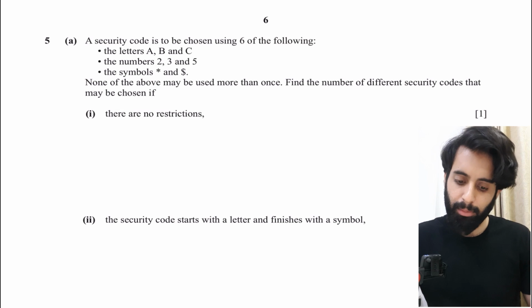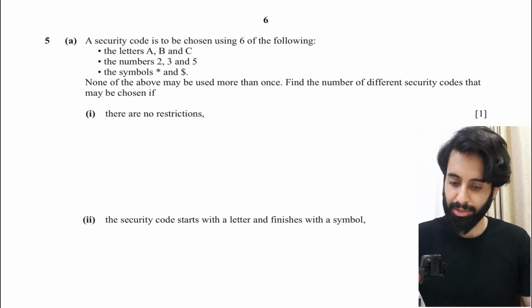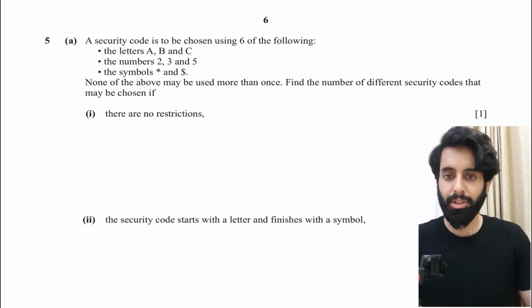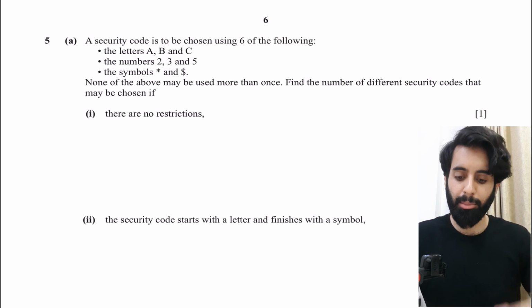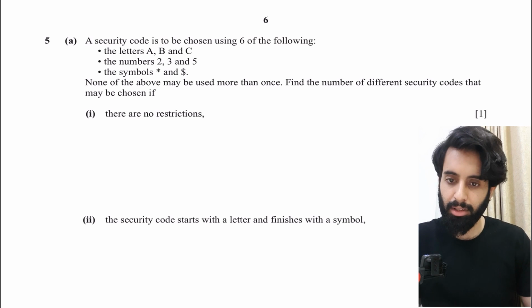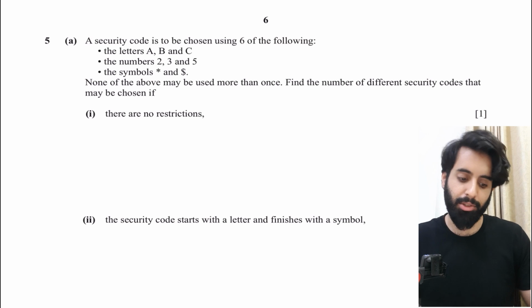Alright, in this video we're going to be solving some past paper questions of permutations and combinations. As you know, recently I put up a post on my Instagram where I asked you guys to send in questions for me to solve for this video, and you guys did. So I'm going to be solving the questions that you guys sent.